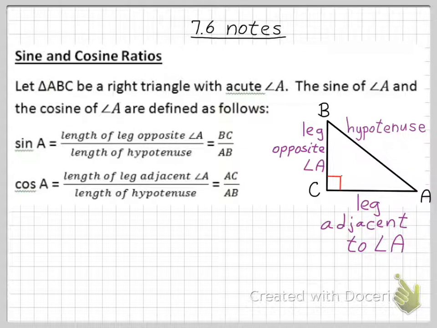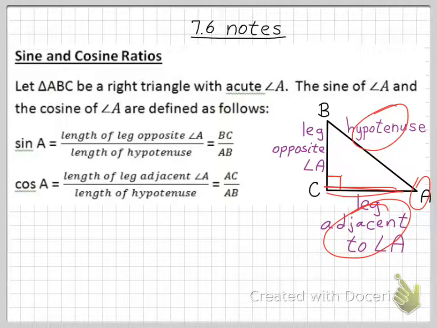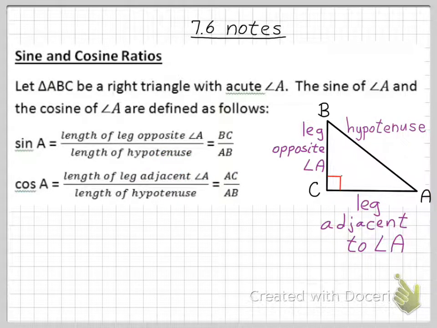Cosine, however, has a slightly different definition. It's adjacent over hypotenuse. If we're talking about the cosine of angle A, we have to talk about the leg that's adjacent divided by the hypotenuse. So in other words, it would be AC, because AC is adjacent, over the hypotenuse, which is AB. That's the definition of a sine and cosine ratio.